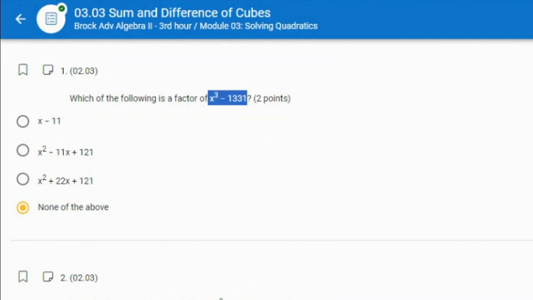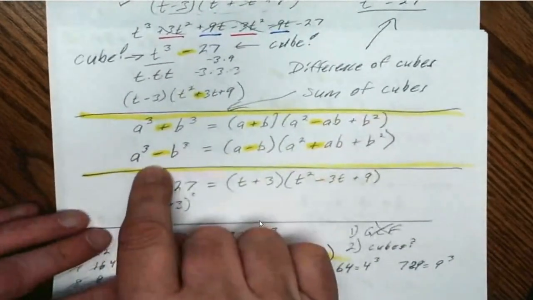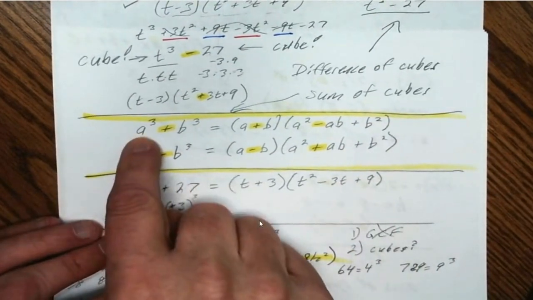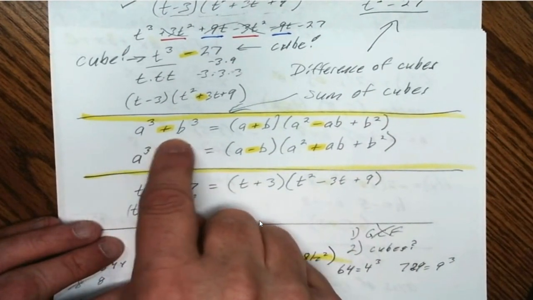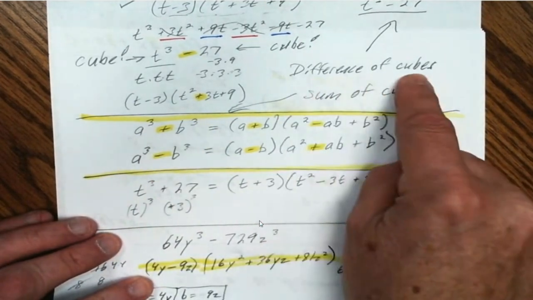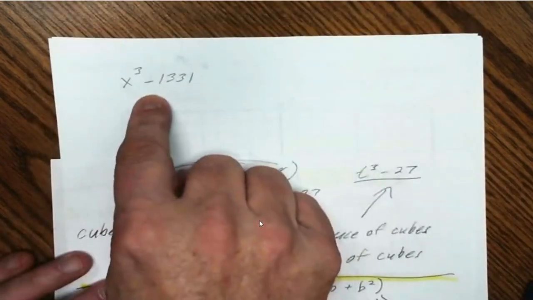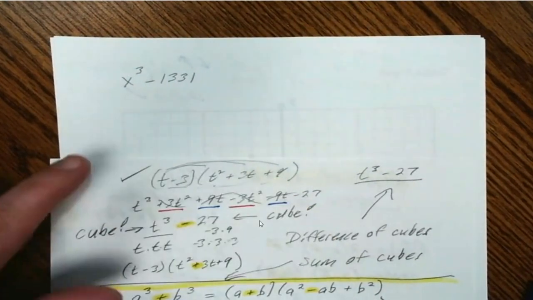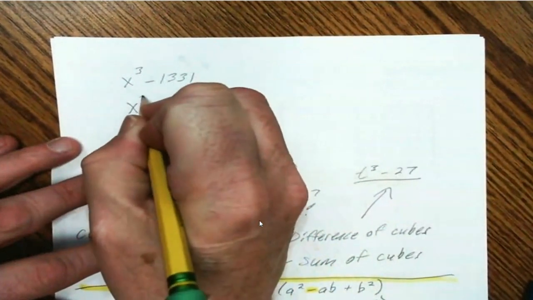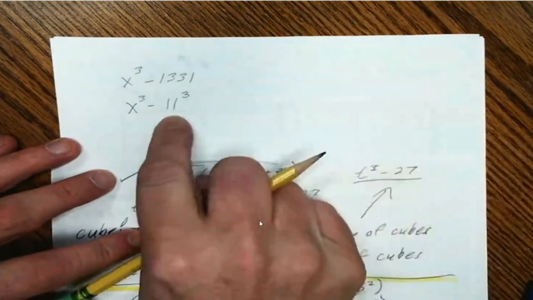Well, if you remember from our notes that we looked at, we had this kind of a cheat on factoring third degree. If it's a sum of cubes, or if it's a difference of cubes, these are both third degree items. So looking at this one, x to the third minus 1331, are both of these to the third power? If we rewrite it, 1331 is 11 cubed, 11 times 11 times 11.